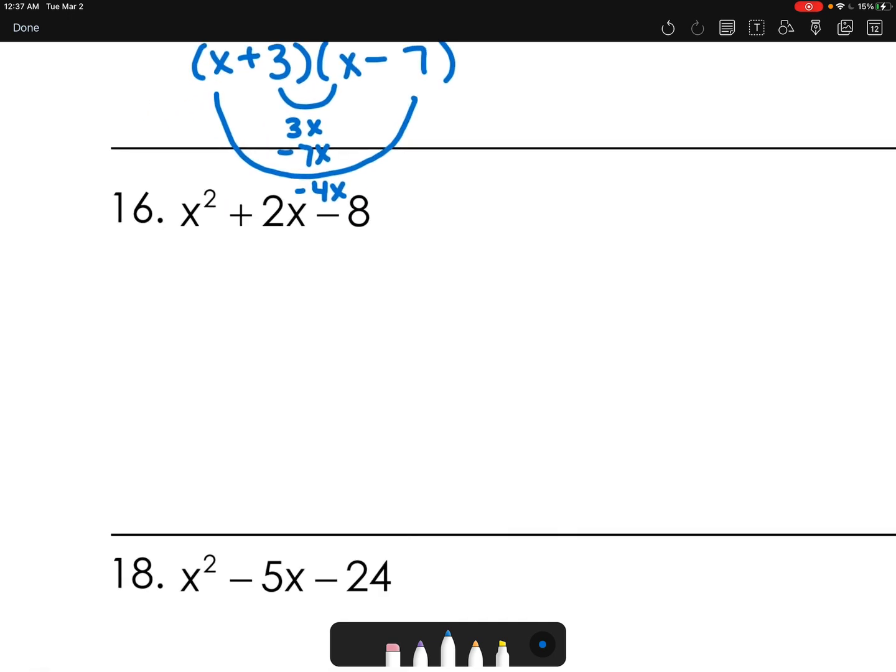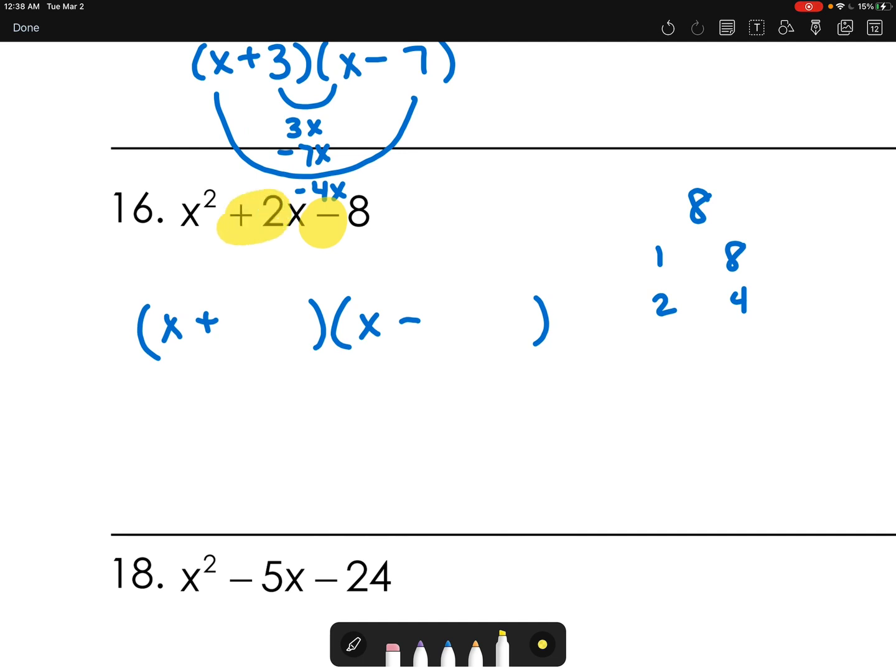Last one together on the notes here, guys. Take a stab on your own. You're going to set up your puzzle. Here we go. X, X, opposite signs. Since our last sign is negative, like we've been doing on this page, I'm looking at my factors of 8. And so I have 1 and 8, 2 and 4. Which ones would give me a difference of 2?